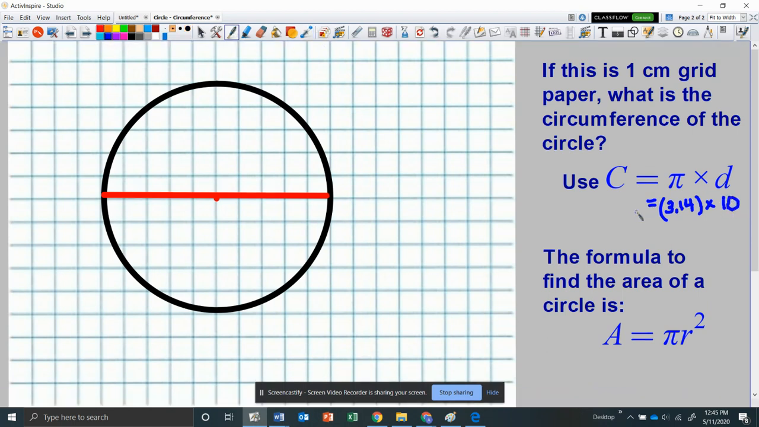And then I can actually do this math in my head, because if I'm multiplying by 10, I'm just moving the decimal one place. So I get 31.4 centimeters, and that's how long the black line is that goes all the way around the outside of the circle. Now, if I ask you for the area, I'm looking for something completely different. I want to know how many squares are inside the circle. And I believe there are more than 31 squares inside the circle.